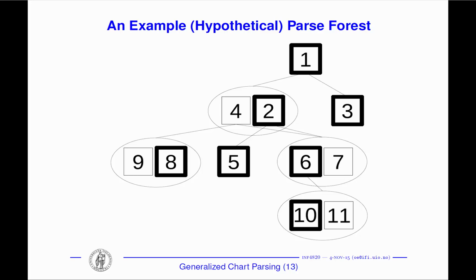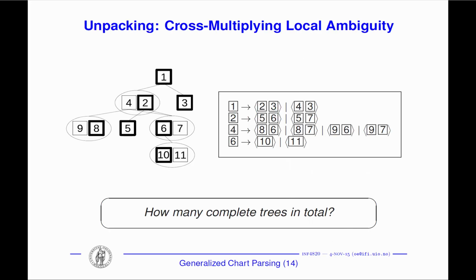And now what does it mean to unpack, to cross-multiply the local ambiguity? So here I've done the unpacking at each local level, and again, I'm getting ready to ask a question. And I hope you can see that I'm getting much better at not answering my own questions. So brace yourselves. So same forest.